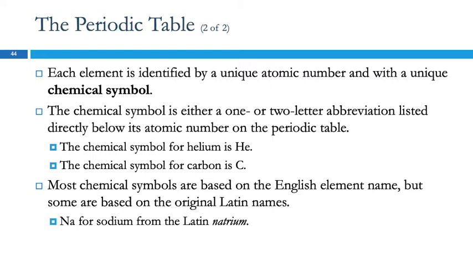So most of those chemical symbols are based on English element names, but some are based on Latin or even Greek names. So Na is the symbol for sodium. In the word sodium, there's no N, there's no A. It doesn't make any sense, unless you realize that it was originally called natrium, and it is in fact the first 2 letters of its original name. So some elements have different names in different languages, but we all use the same chemical symbols.